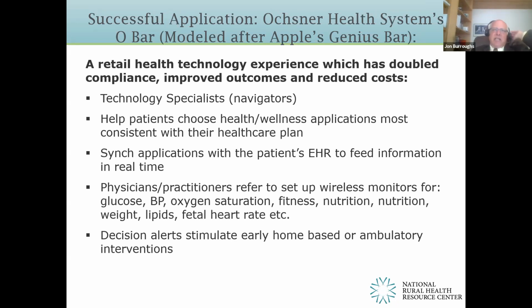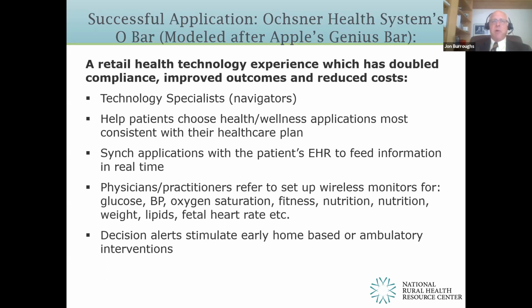So what they do is they have technology available to everyone who interacts with Ochsner. Now, a lot of people are not tech savvy. So they have navigators who are technology specialists to help people navigate through the sites and to frankly set up the site so they can interact with it. And they can choose wellness applications with their health plan. They can sync applications with the patient's electronic health record to feed information in real time. So in other words, if they see somebody in a clinic, they have access to that information immediately when it's fed into the electronic healthcare record.